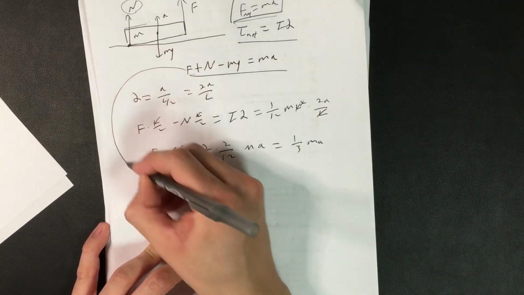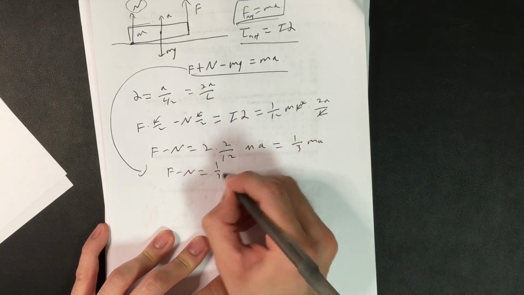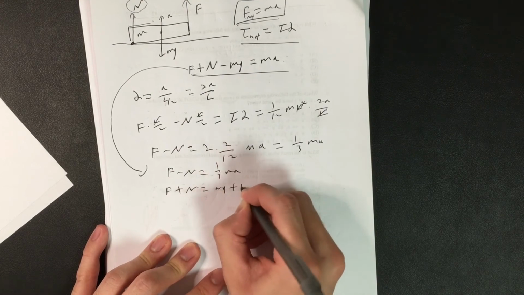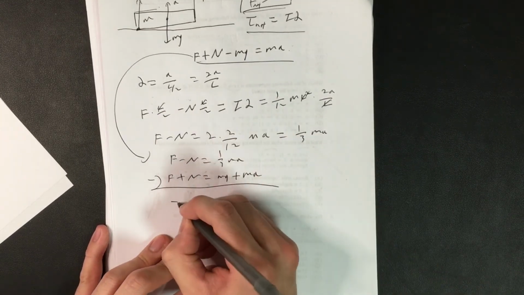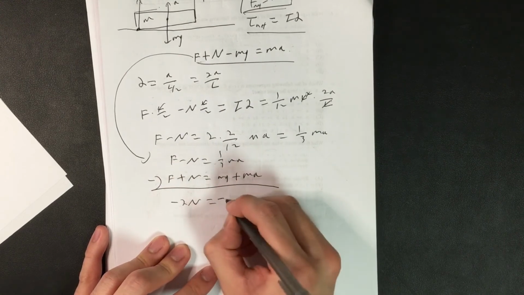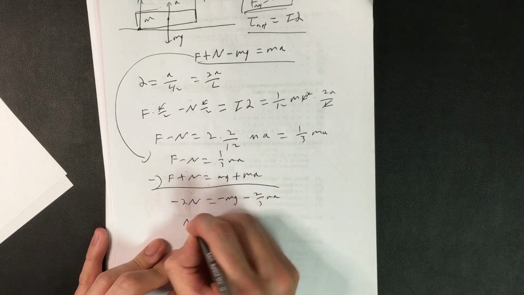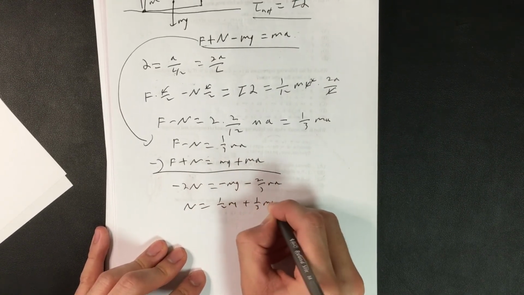So with a combination of these equations, I get F minus N equals 1/3 ma, and F plus N equals mg plus ma. If I subtract this equation, then I get negative 2N equals minus mg minus 2/3 ma, in which N equals 1/2 mg plus 1/3 ma.